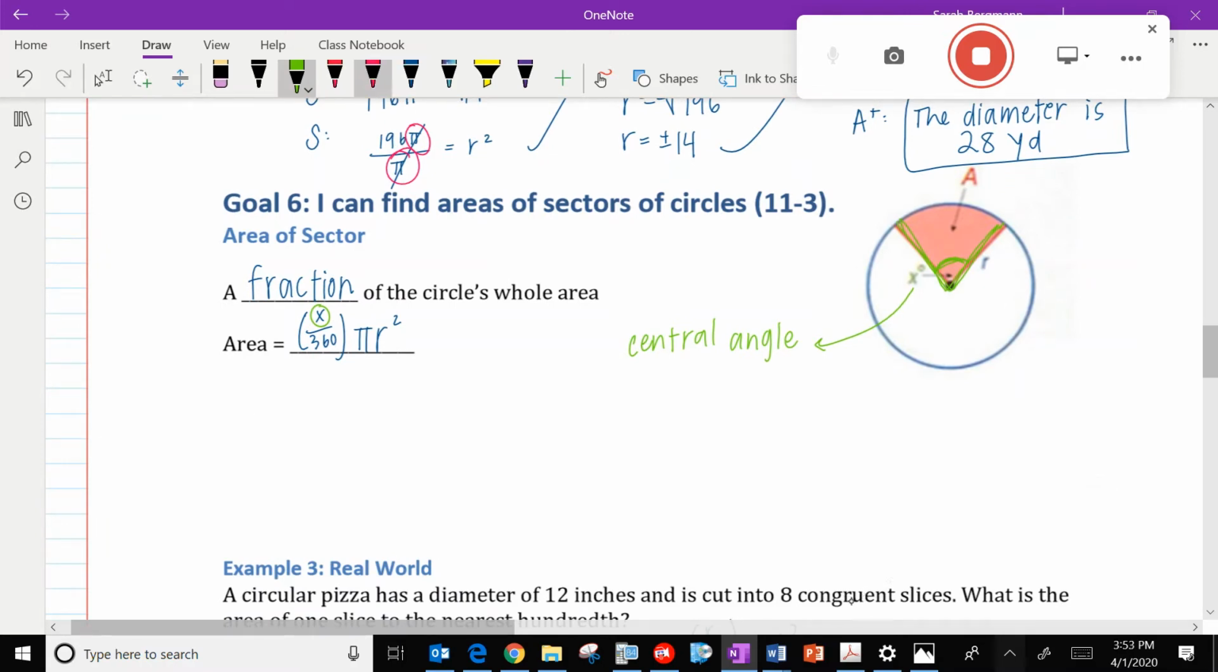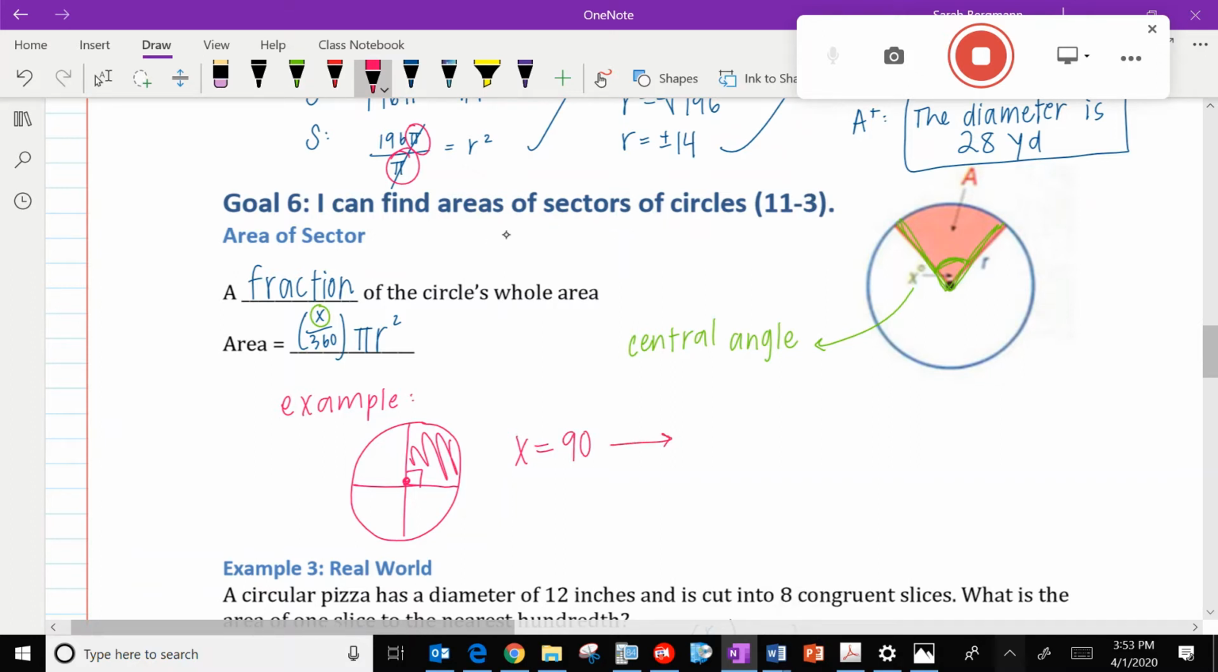Let me show you an example real quick for central angles. For example, let's say that we're looking at a central angle measure of 90 degrees. And we're looking at this piece of pizza or pie or whatever. For this, x is equal to 90 since the central angle here is 90 degrees.